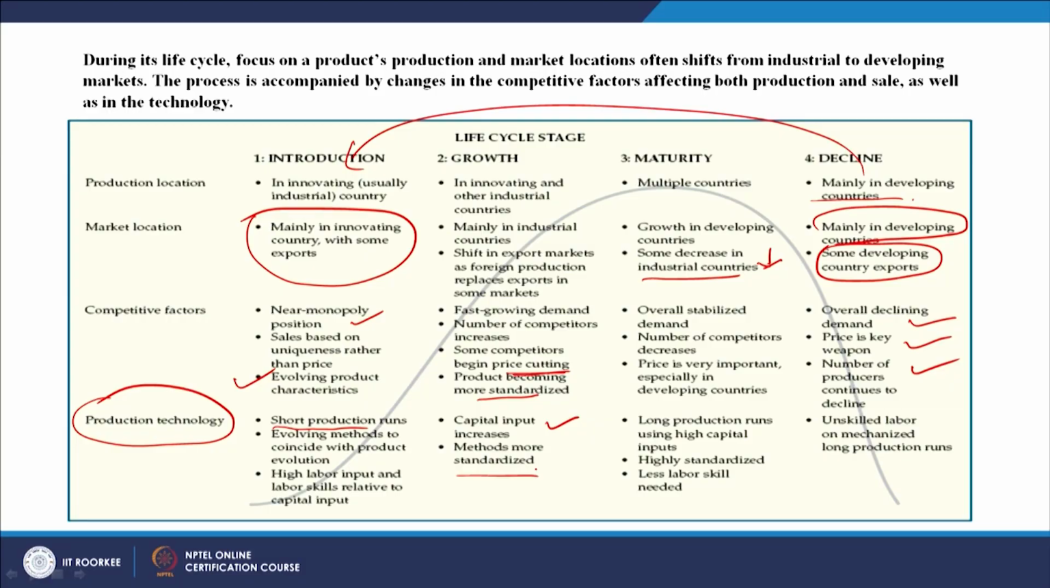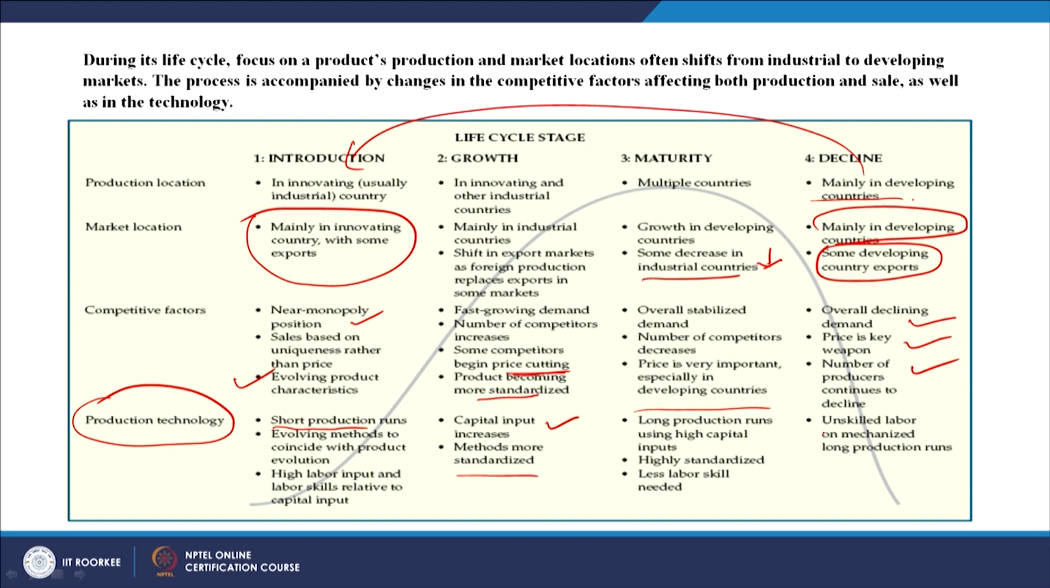In the maturity stage, long production runs, because it is a continuous production, because the demands are known and we will try to achieve economies of scale, and we would not do a lot of switching during the production. So, switching costs are also less, right, which is more in the introduction stage. Highly standardized and less labor needed now, technology does most of the things.